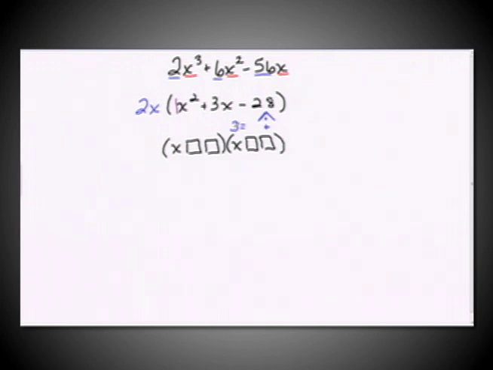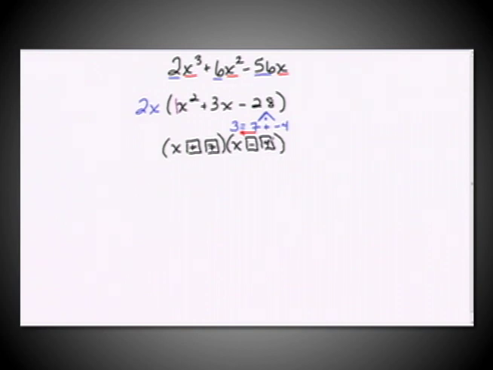Negative 28 can be gotten by multiplying positive 7 and negative 4. The reason I chose positive 7 and negative 4 is because when I add them, they have to equal positive 3. So inside the factor parentheses that I set up, I have positive 7 and negative 4. So that's just that trinomial inside the parentheses factored.